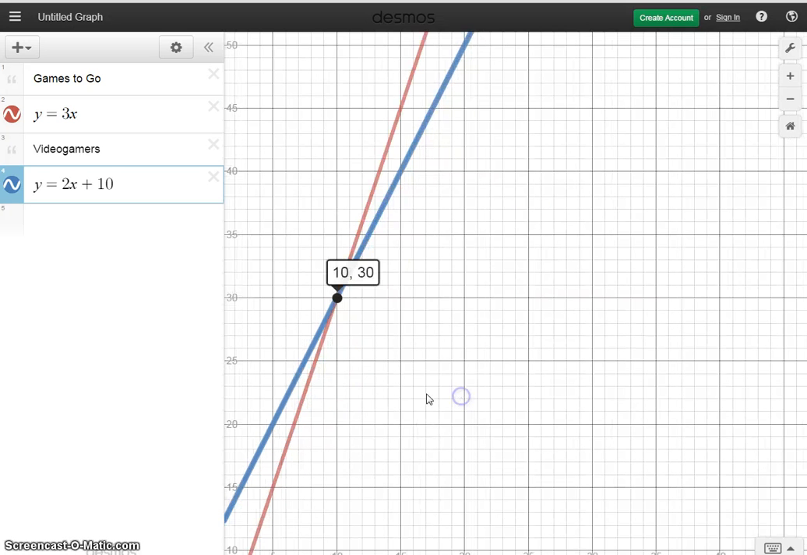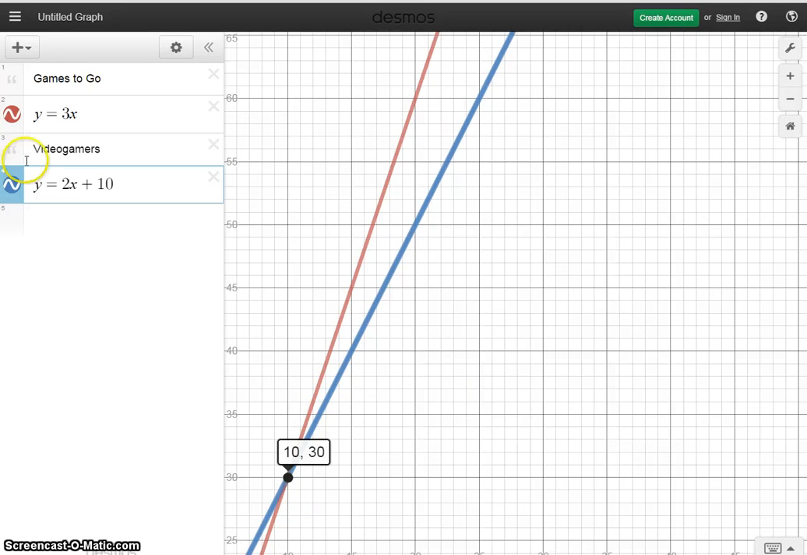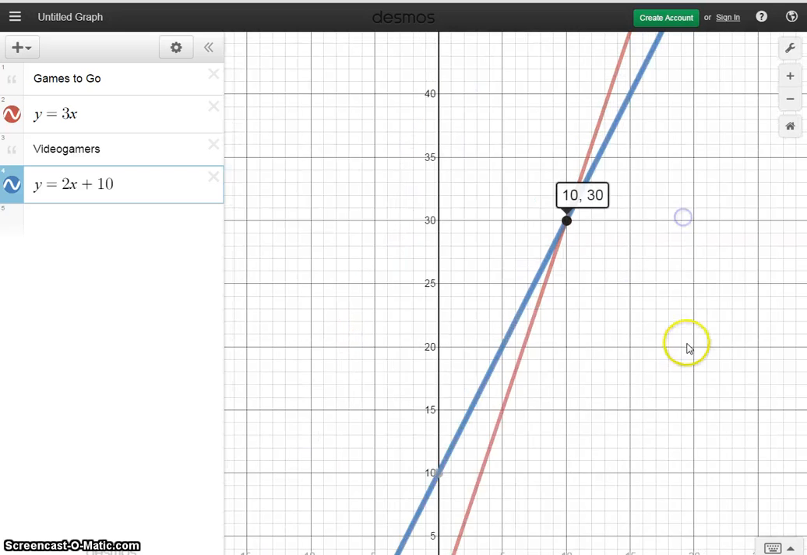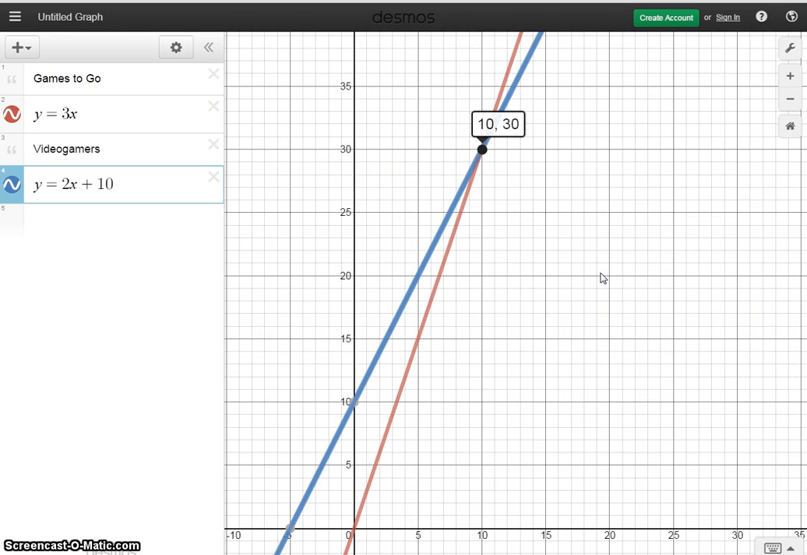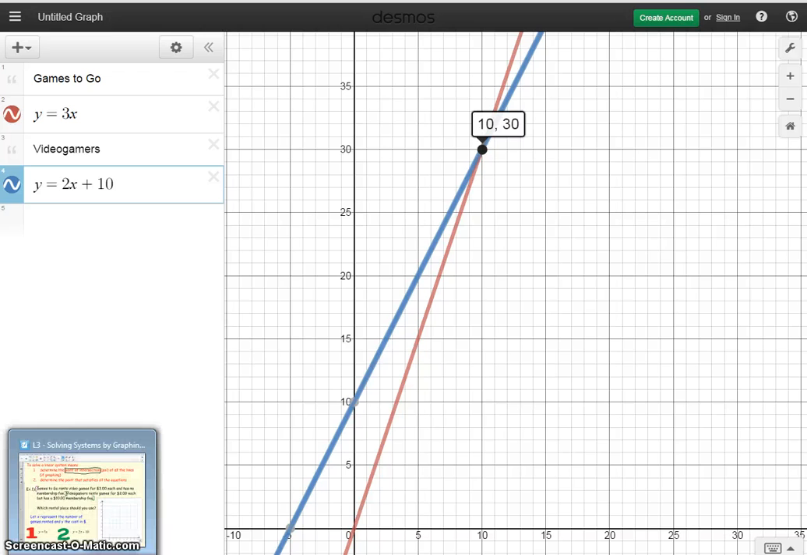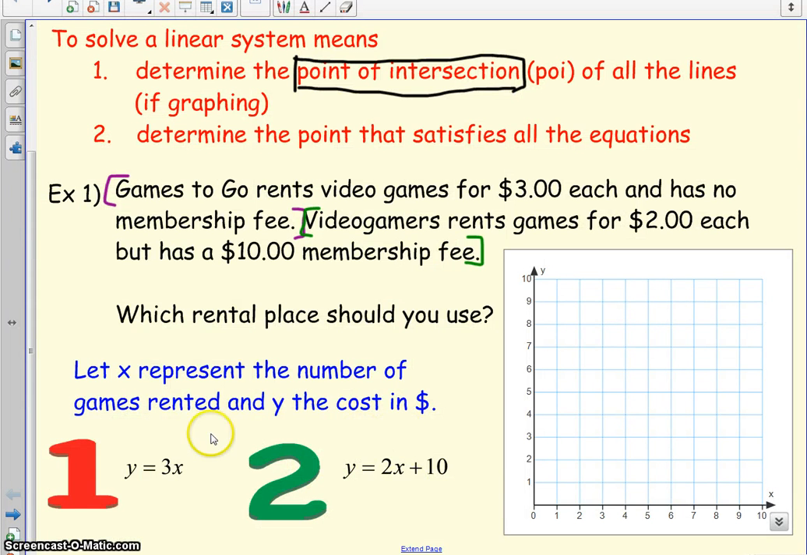The moment you go beyond 10 games a month, you'll see that the blue line is lower, so video games will be cheaper. And again, this is a typical type of question you would have done last year in grade 9. But really, what we've done is you solved a linear system. So the solution to this linear system is going to be the point of intersection at 10, 30. And then we can use that to answer the question, which rental place should you use?